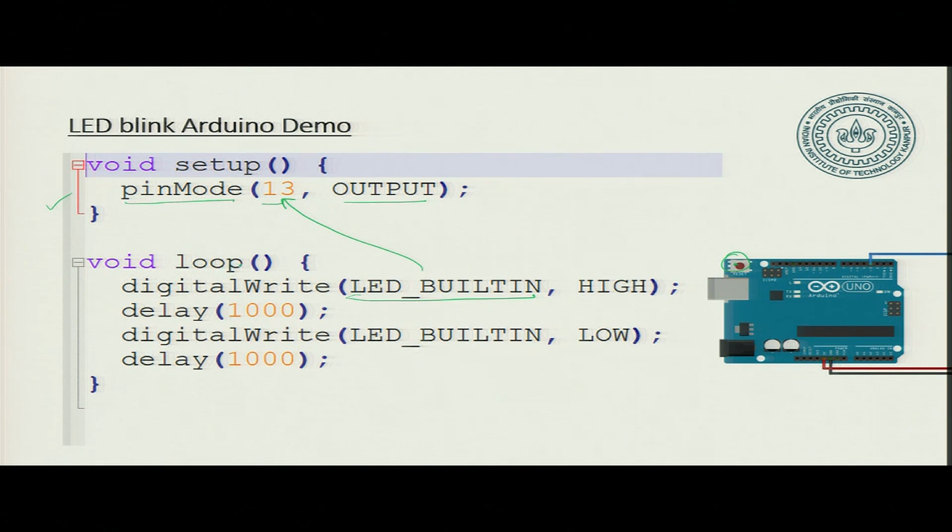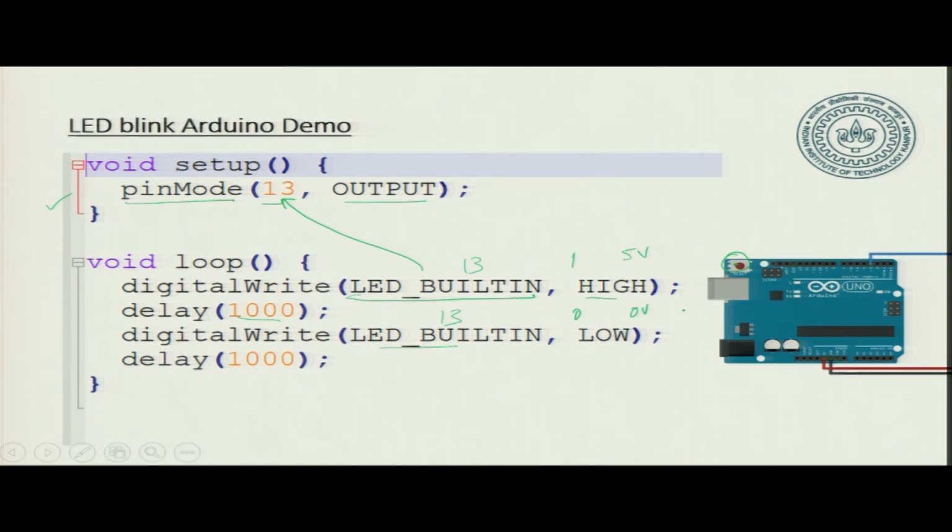Next I am going to write my loop, whatever I want to do. I want to blink this LED in a particular sequence. So, I am going to digitally write LED built-in, which is number 13, high, which means 1. Then I will delay, meaning it will be on and wait for 1000 milliseconds. Then I will again digital write LED built-in, which is pin number 13, and low, which is 0. High would mean 1, which corresponds to 5 volts, and low corresponds to 0 volts. This is a very simple program, extremely simple.